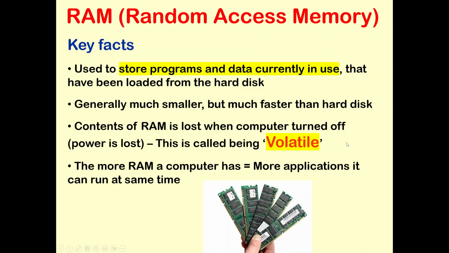So, first type of primary memory you need to know: RAM. RAM is used to store your programs and data that are currently in use, they're currently open, and they've been loaded from the hard disk. It's generally much smaller than a hard disk or secondary storage, and the contents of RAM are lost when the computer is turned off. It's volatile, it's lost when the power is not on. The more RAM a computer has though, the more programs or applications it can have open at the same time, because they have more space in RAM for them.